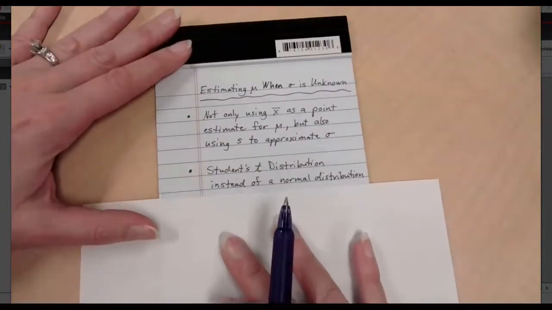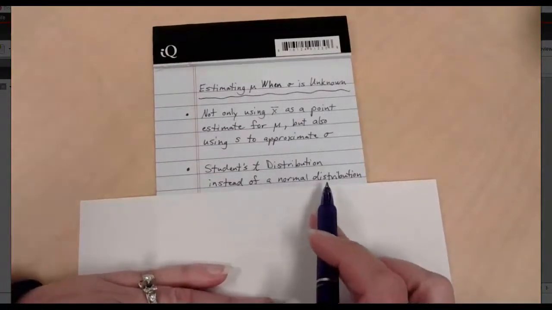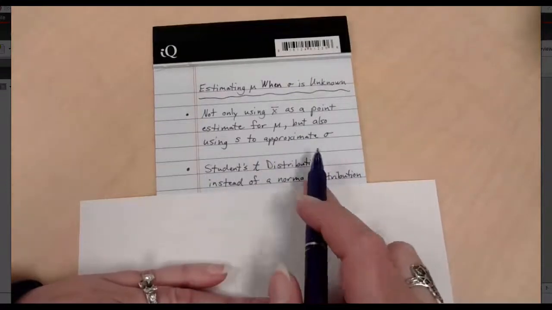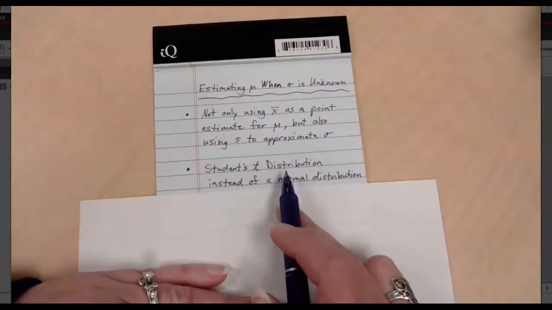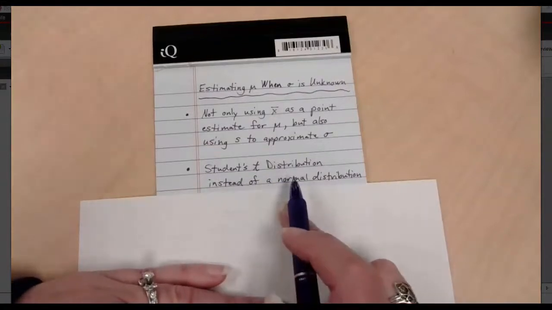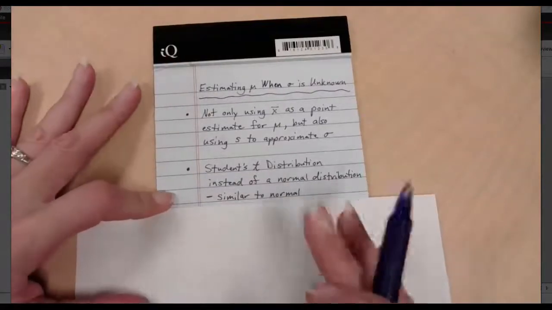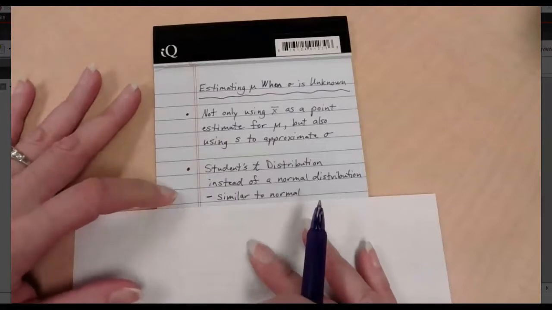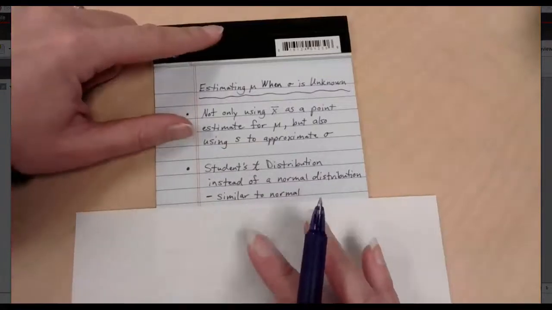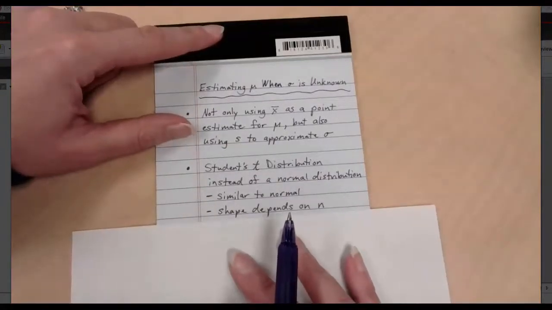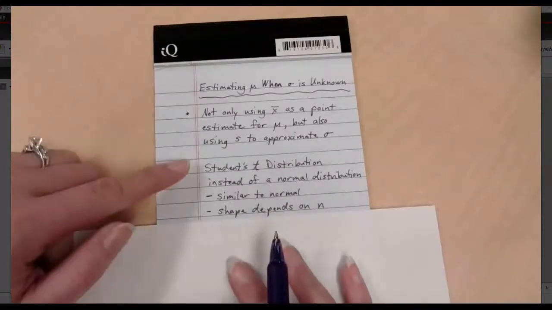Well, here's the thing: we will no longer be using a normal distribution. In order to make s the stand-in for sigma, we are using a student's t-distribution, also sometimes known, I think, as Gosset's distribution. The student's t-distribution has a lot of similarity to normal. It actually looks kind of similar. I think one of the main differences is that there are thicker tails in the student's t-distribution than in the normal. But the shape of it ultimately depends on n. So our sample size controls the shape of the student's t-distribution.